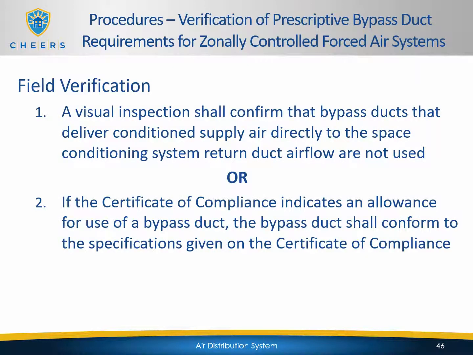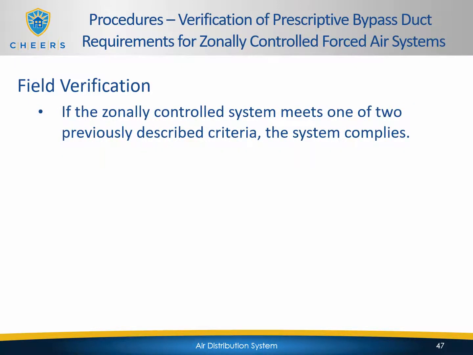In order to field verify the bypass ducts, a visual inspection shall confirm that bypass ducts that deliver conditioned supply air directly to the space conditioning system return duct airflow are not used, or if the certificate of compliance, the CF1R, indicates an allowance for use of a bypass duct, the bypass duct shall conform to the specifications given on the CF1R. So as a HERS rater, you're just going to visually verify whether there is a bypass duct present or not, depending whether the CF1R is calling for it or not. If the zonally controlled system meets one of the two previously described criteria, this system complies.